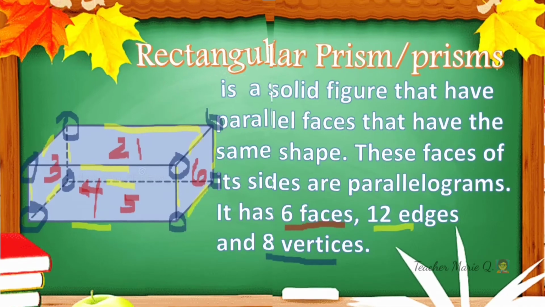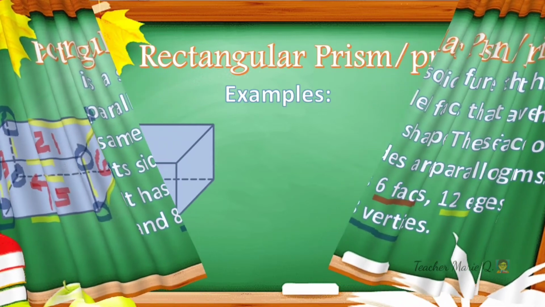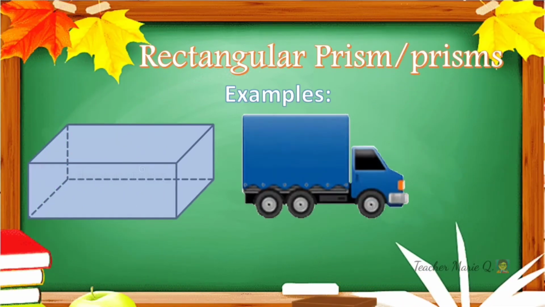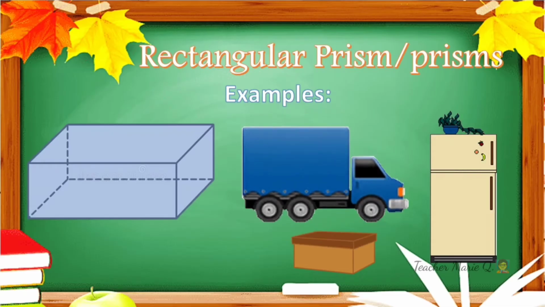Okay, what are the examples of rectangular prism? We have here a truck, a toy box, and a refrigerator.